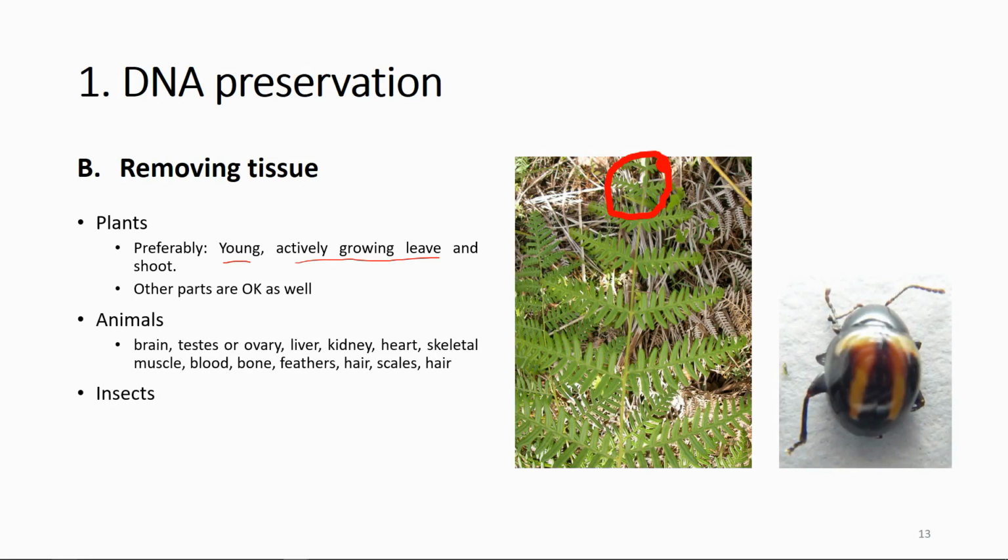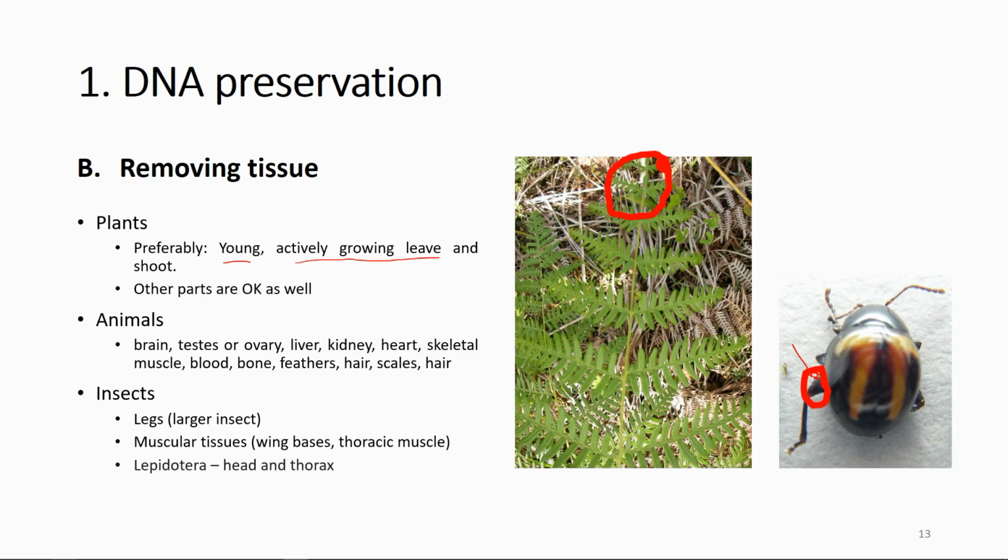For insects, usually you will take a piece of the leg, here, this part, where inside the skeleton there is a lot of muscle tissue. So this part is rich in DNA. Or we can get muscular tissue from the wing. And for a butterfly, you can get the DNA from the thorax or head.